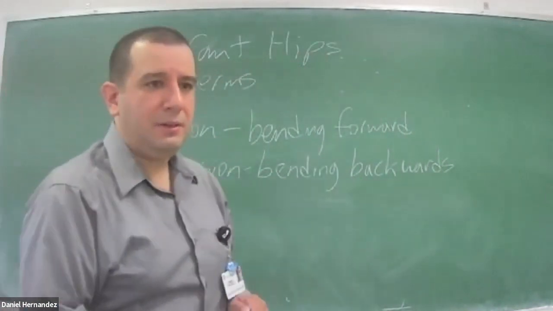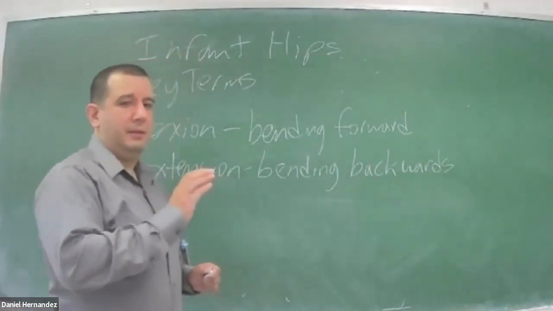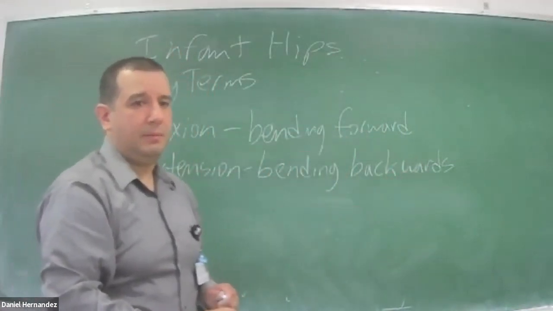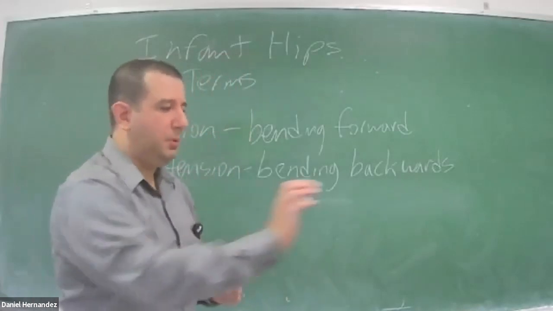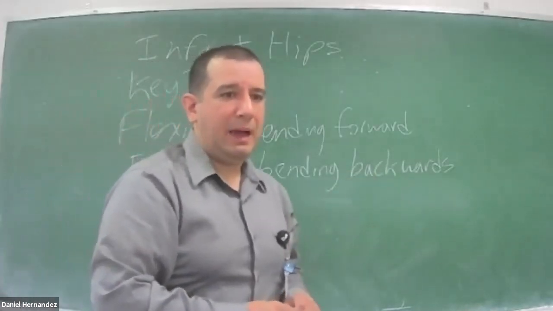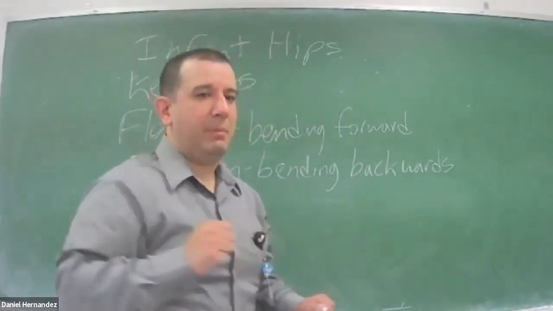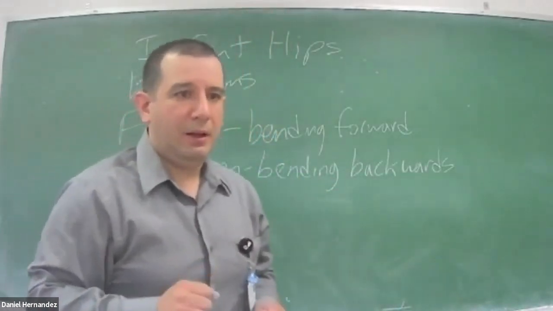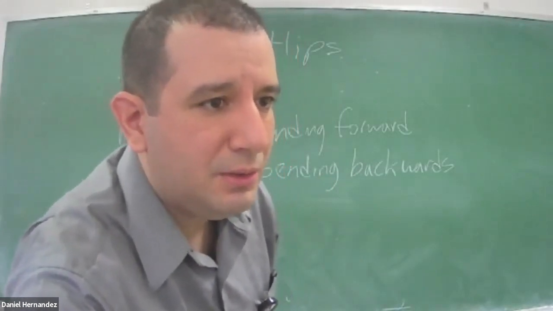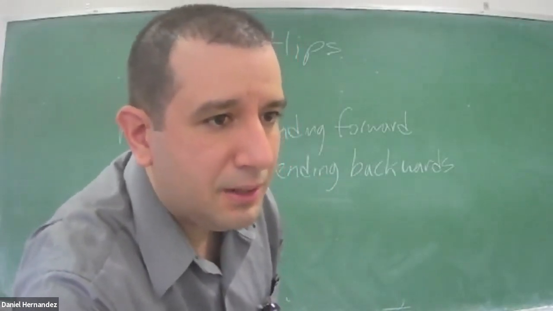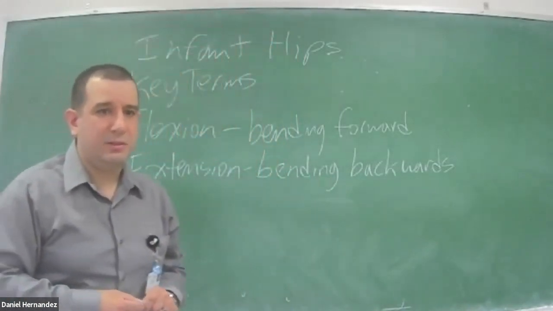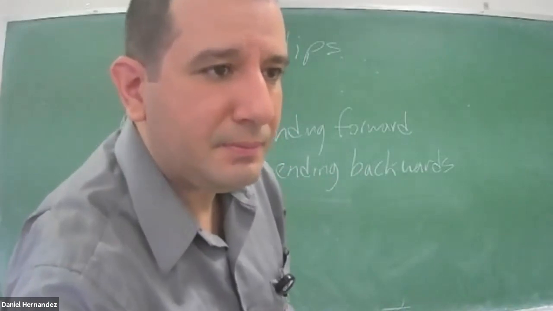So with flexion, we're going to bend the leg forward. We're going to push it forward, so we're going to push it up. An extension is a bending backwards, so we're going to pull the leg backwards towards you. The primary flexors of the hip are the psoas major muscle and the rectus femoris. Extension should be limited to 20 degrees.